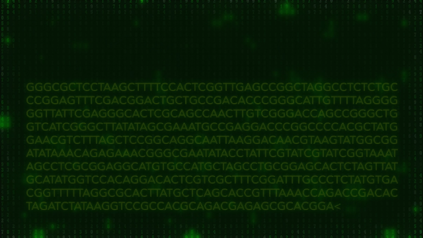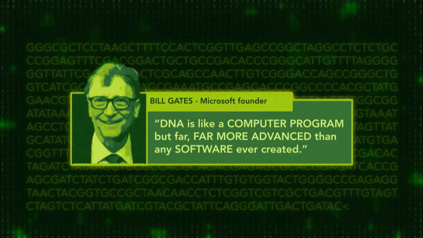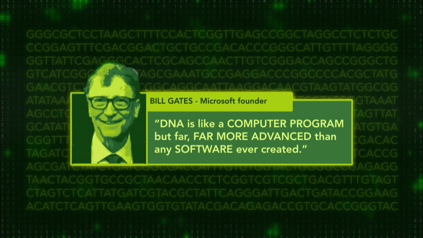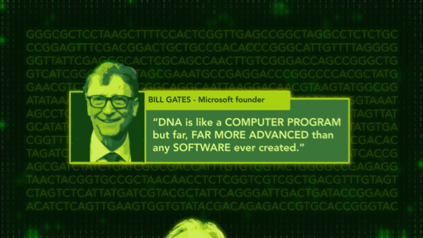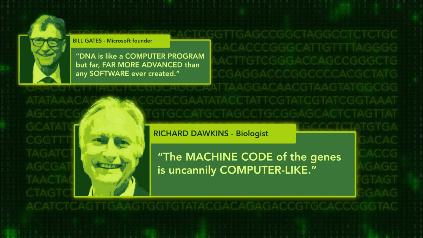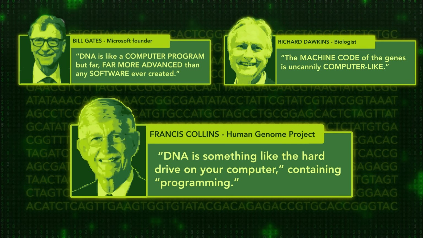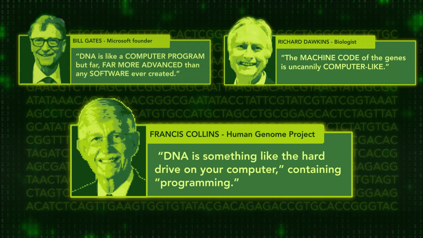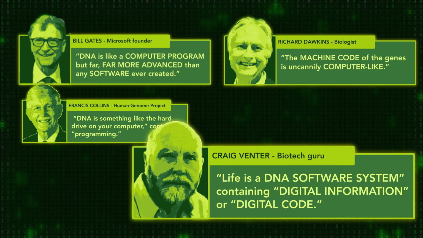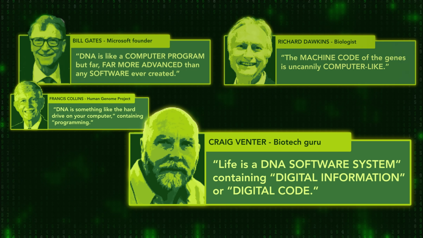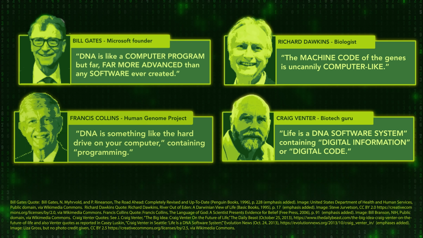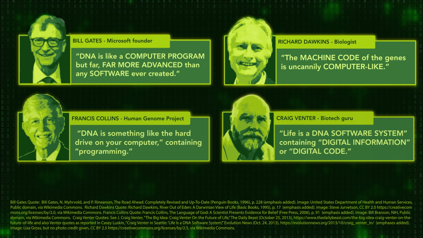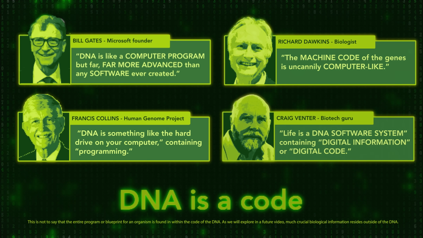Some of the world's smartest, most eggiest of eggheads agree that DNA is like a computer program, but far, far more advanced than any software ever created. The machine code of the genes is uncannily computer-like. DNA is something like the hard drive on your computer containing programming. Life is a DNA software system containing digital information or digital code. From Bill Gates to Richard Dawkins, Francis Collins, and Craig Venter, they all agree DNA is a code.